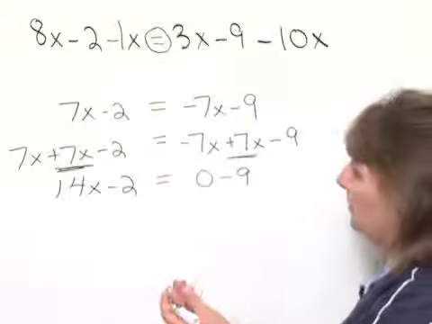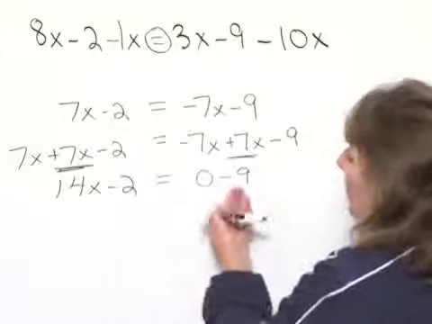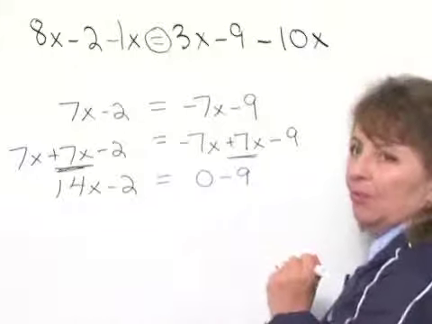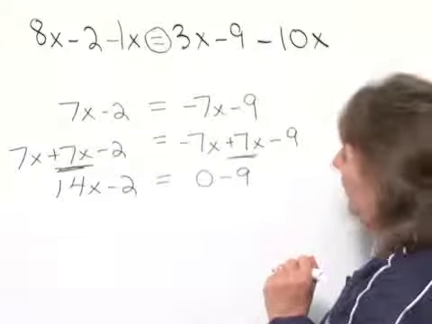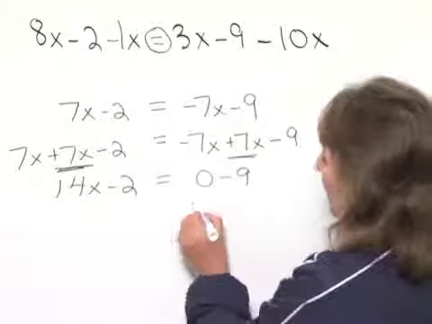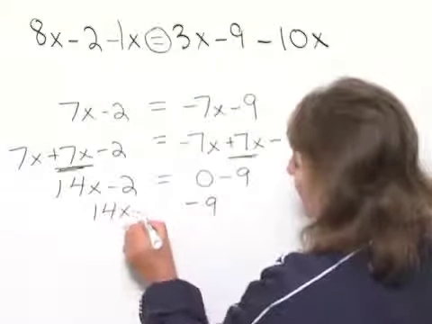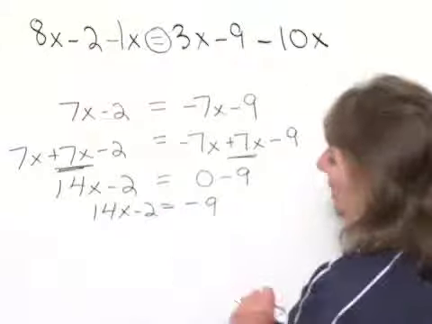You can do the similar thing and end up with your x's on this side, but I find that most students at this level like to have their x's on the left. Now, of course, this equals minus 9. You have 14x minus 2 equals minus 9.